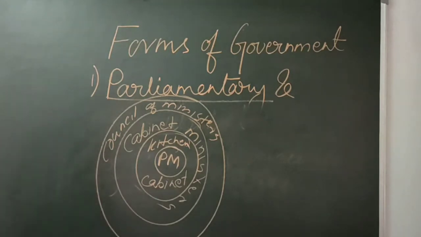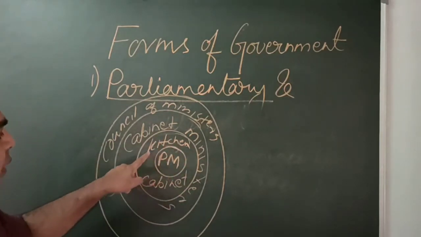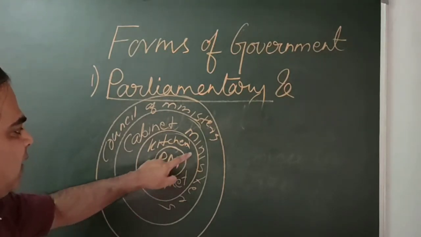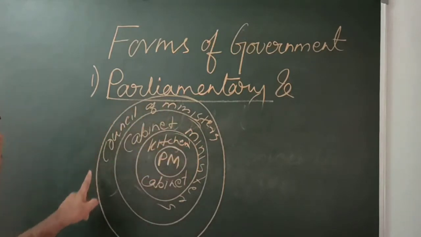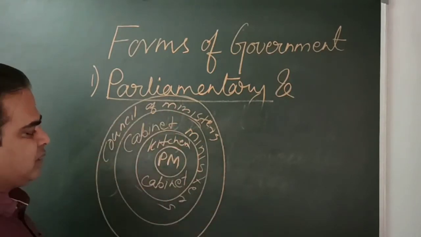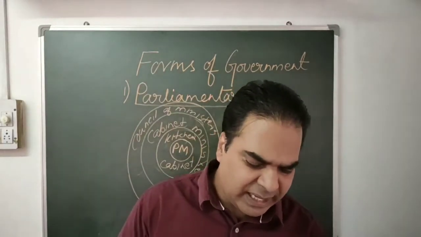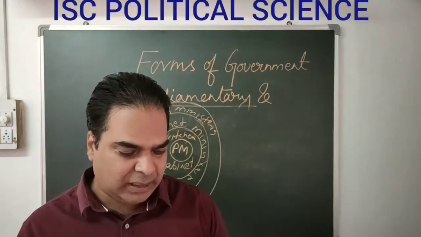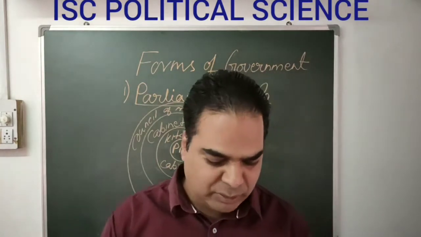So, once again, the wheel within the wheel: in the inner circle lies the Prime Minister. The next circle is the very close ministers, those who form the kitchen cabinet, very close to the Prime Minister. The second circle is the cabinet ministers, those who also hold important portfolios. And the outer circle is the Council of Ministers as a whole. All the categories of ministers come under the Council of Ministers. So this is the wheel within the wheel, and this is all about the second important feature of a parliamentary form of government: kitchen cabinet, then cabinet, then the Council of Ministers.